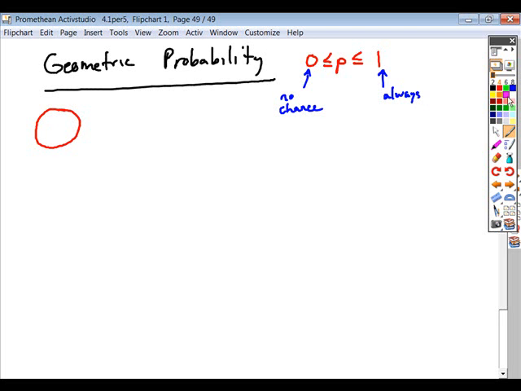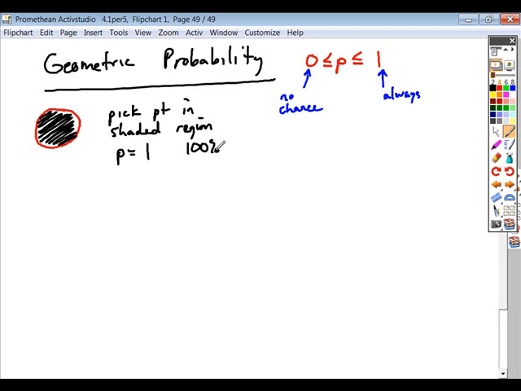And so if I gave you this circle here and I asked you, assuming this entire thing is shaded, what is the probability that you could randomly pick a point in this circle and it falls in the shaded region, what would the answer be? Okay, the probability would be 1. And that corresponds to 100% chance, or a fraction of 1 out of 1.